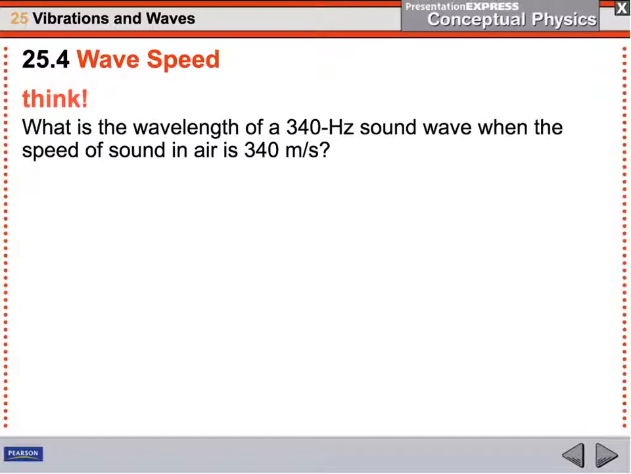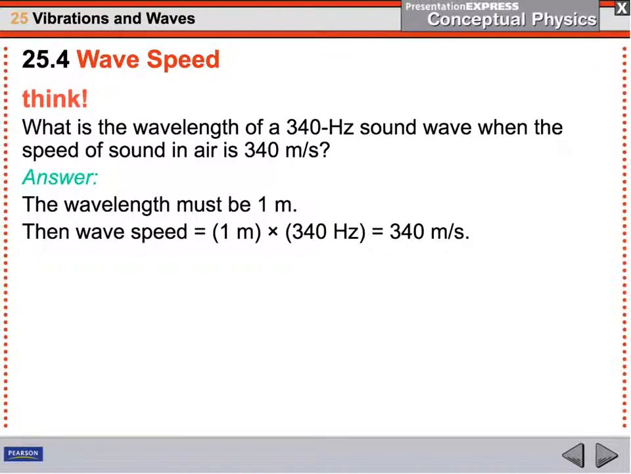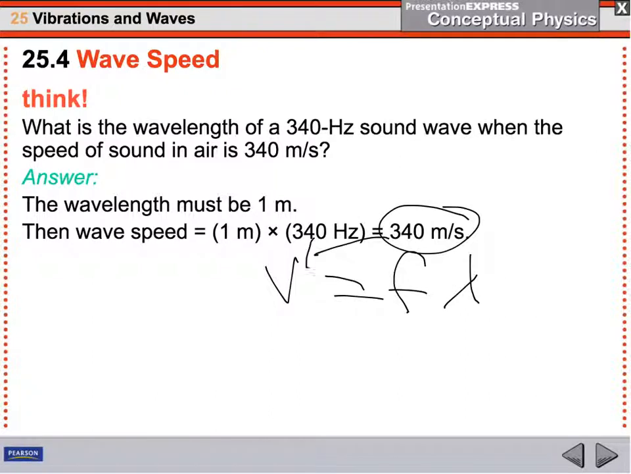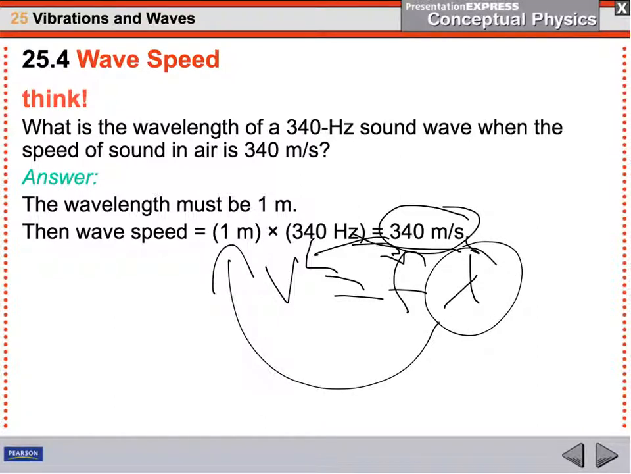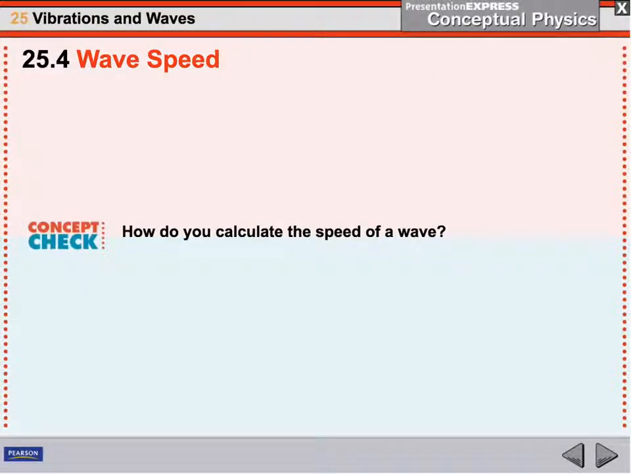What is the wavelength of a 340 Hertz sound wave when the speed of sound in air is 340 meters per second? Well, the wavelength must be 1 meter, because the wave speed is equal to 1 meter times 340 Hertz, which equals 340 meters per second. Because if you look at it, frequency times wavelength, the speed was 340. The frequency was 340, so if they equal each other, this had to be 1. How do you calculate the speed of a wave?